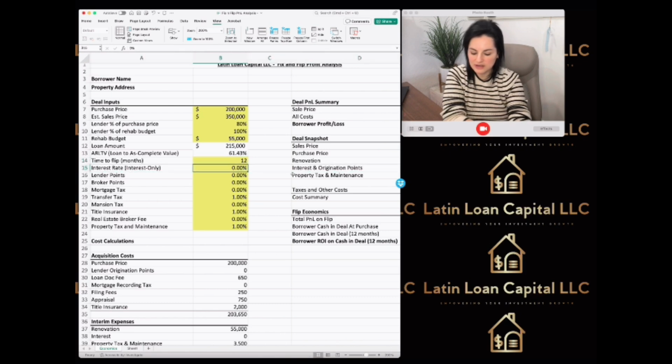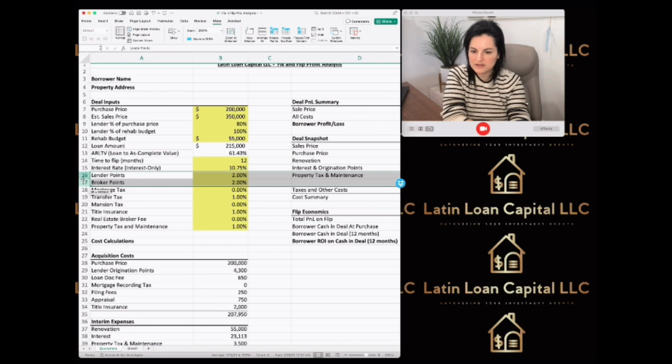Okay, interest rate. Interest only, let's say it's 10.75%. This is an interest rate that I just gave recently to a few of my borrowers. Let's say the lender points are 2%. These will be the origination points, and the broker points 2% as well. Now, these are estimates, okay? This can be more or less, depends.